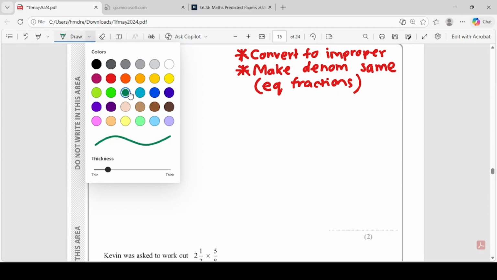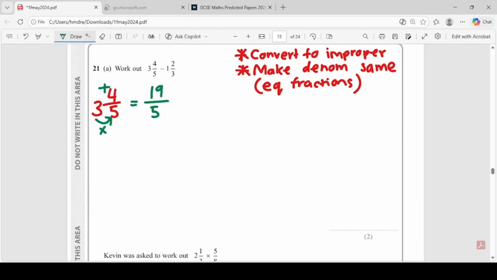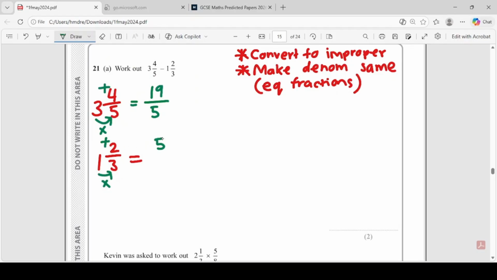And then next up we've got 1 and 2 over 3. We also need to convert that. So exactly the same process. We're going to go 1 times the bottom number. So that's times 3 is 3. Add 2, it's 5 over 3. The base always stays the same. So now our expression has become 19 over 5 minus 5 over 3.